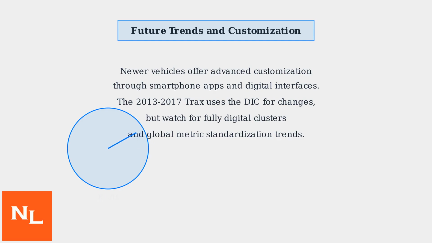Another key trend is the move toward global metric standardization. As vehicles become more international and electric, expect to see metric units like km/h becoming the default in many markets, reducing the need for manual changes altogether.